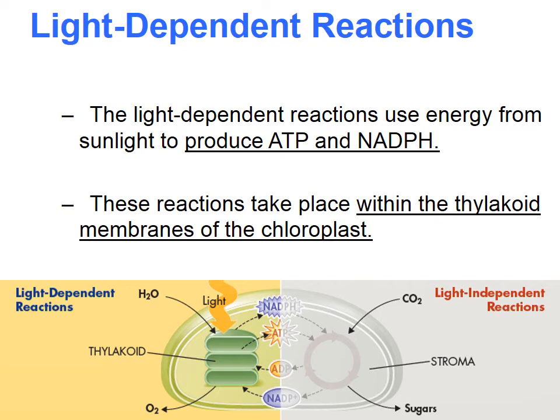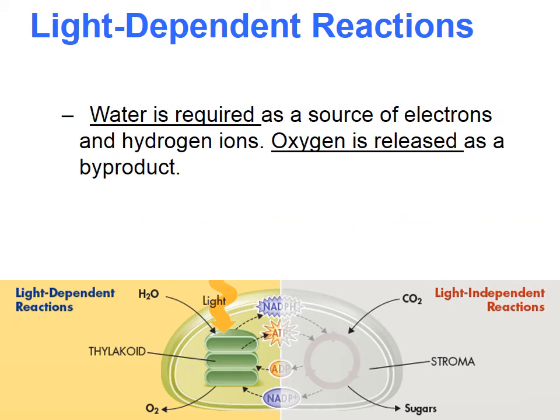So in the light-dependent reactions, they use the sunlight, and what is produced? ATP, we talked about ATP before, and NADPH. And this happens in the thylakoid membrane, within the thylakoid membranes. Now, we always say that plants need water. Well, they need water to grow. And how do they grow? By making food, okay, by making carbohydrates. But the water is also required as a source of electrons and hydrogens. And then oxygen is released. And that's the oxygen that we breathe.